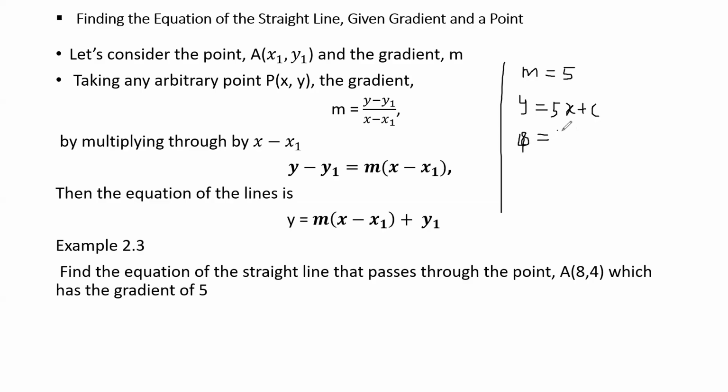So 4 is equal to 5 times x, and x is 8, plus c. So 5 times 8 is what? 40. Let's send the 40 to the other side. So it becomes 4 minus 40, which is minus 36. So c is minus 36.